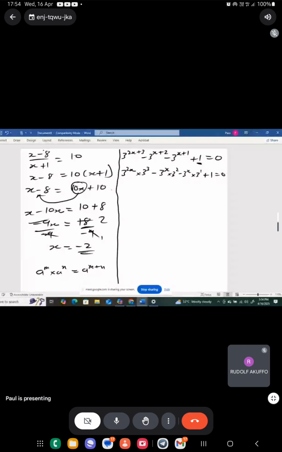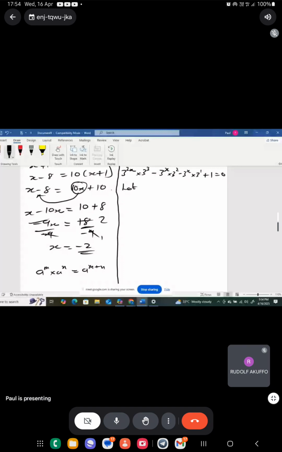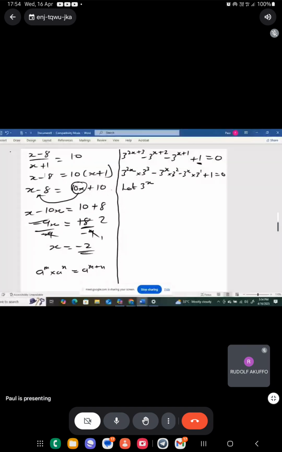So from here, you can say let 3 to the power x be equal to, let's say, m. Everywhere you see 3 to the power x, write m. So here you can see 3 to the power x times 2, it will be m squared times 3 to the power 3 minus m times 3 to the power 2 minus m times 3 to the power 1 plus 1 being equal to 0.